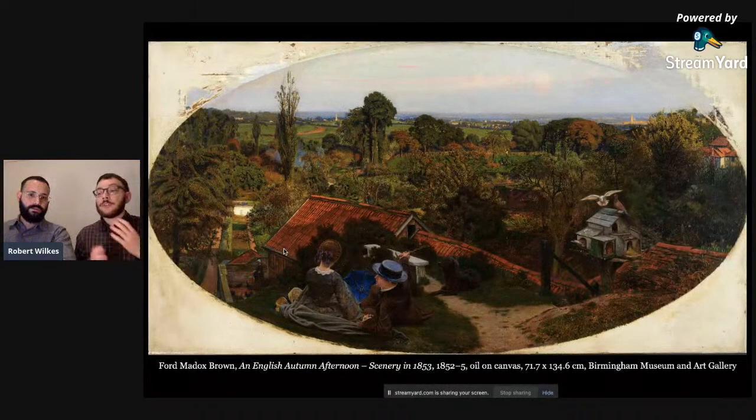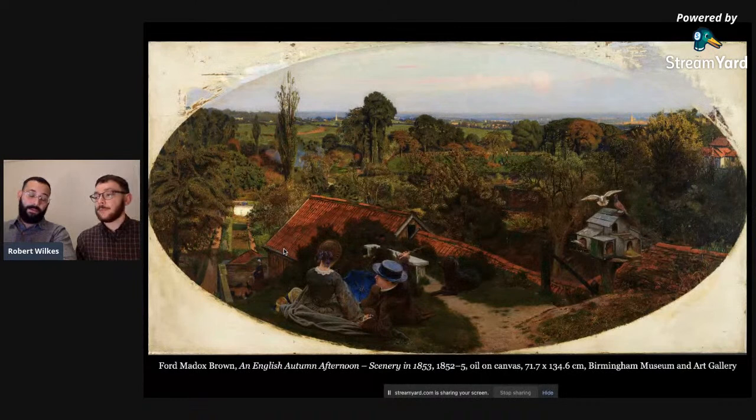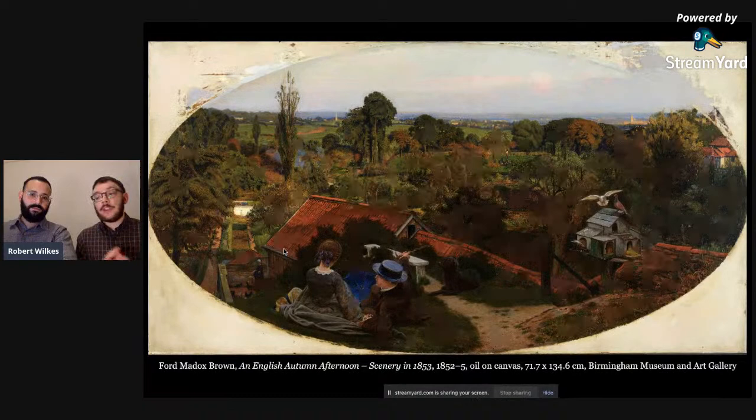But they were also interested in more urban landscapes, such as this one by Ford Madox Brown. And he painted this from the garden of his lodgings in Hampstead.